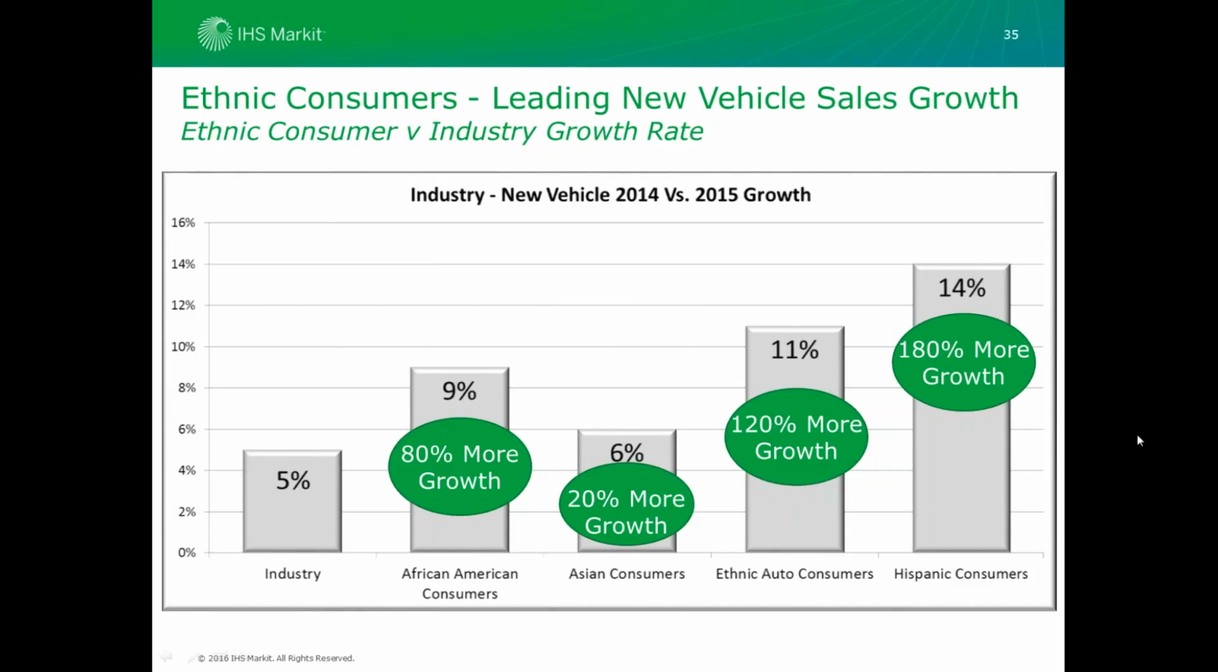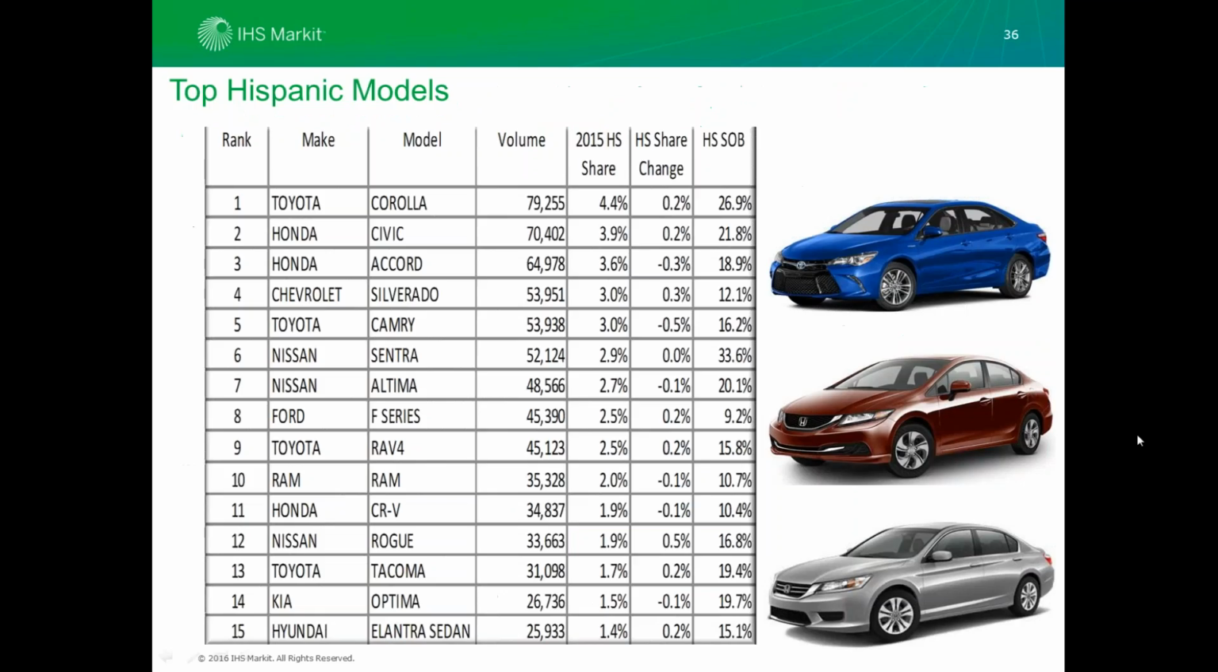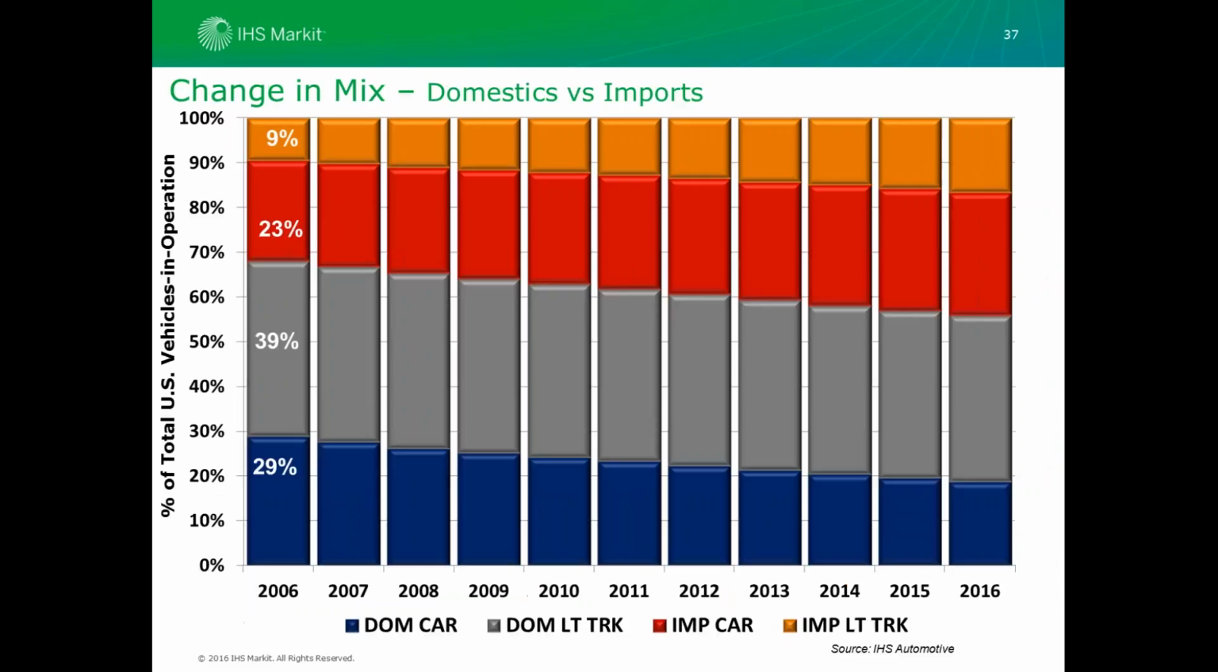And when you look at the types of vehicles that these ethnic consumers are selecting, you can see part of what's happening in the move to imports. This is looking at Hispanic models in 2015, and just about every model there is an import. These are the favorite selections by these ethnic consumers. And other than the pickup trucks, every vehicle there is an import. So that's another reason why much of the market is moving toward import nameplates.